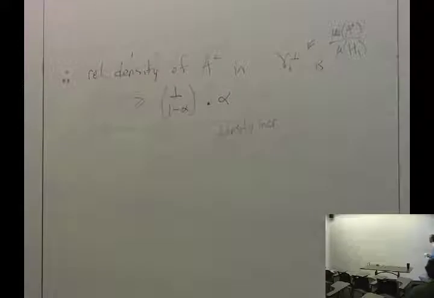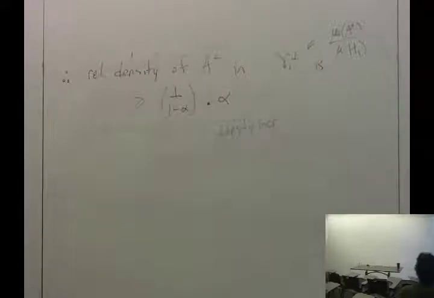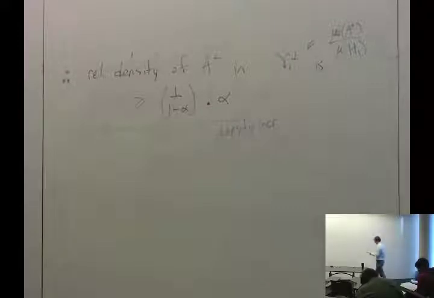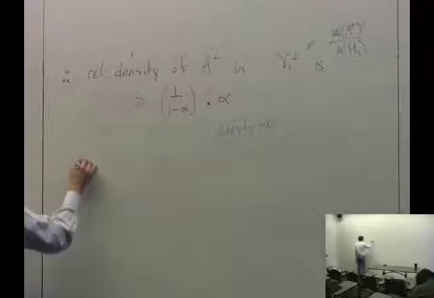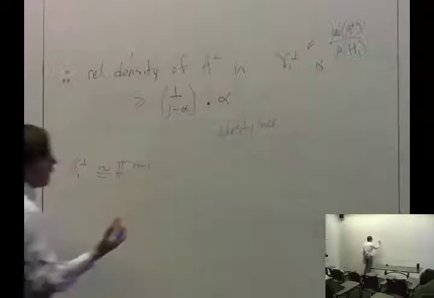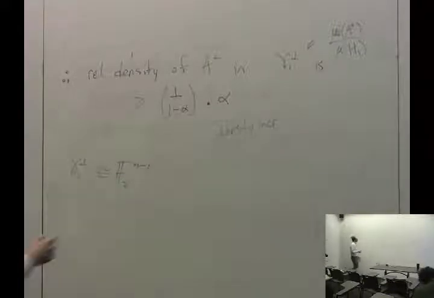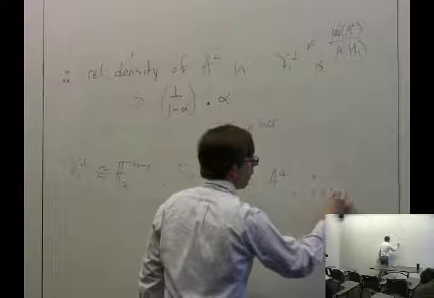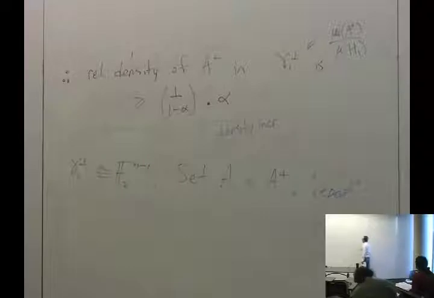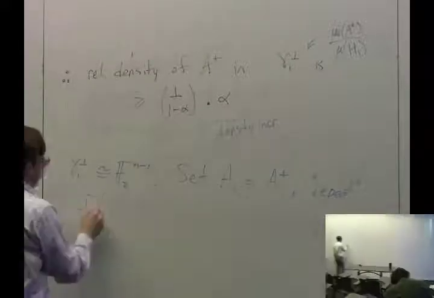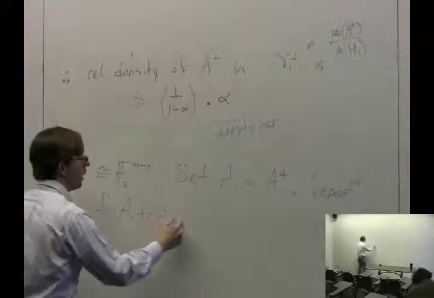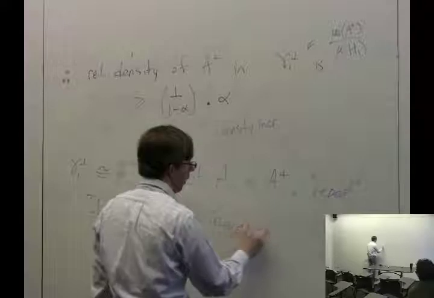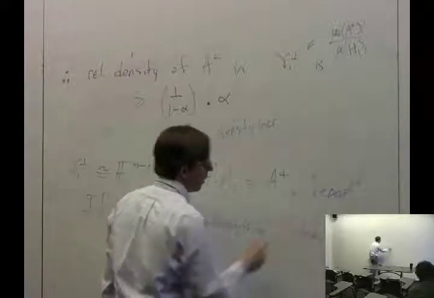Oh, I'm almost out of time. All right, well, I'm almost done as well. So we're basically home free now. What I want to say is, this gamma 1 perp, the subspace, is basically isomorphic to F2 to the n minus 1. I mean, it's an n minus 1 dimensional subspace. So I want to set A1 to be this A plus and then repeat. I now have this A1 sitting inside here, a subset of density slightly bigger than alpha in its ambient hypercube. And I repeat the whole argument. So if A1 plus A1 plus A1 is everything, then let's say I'm done. I'll come back to this in a second.